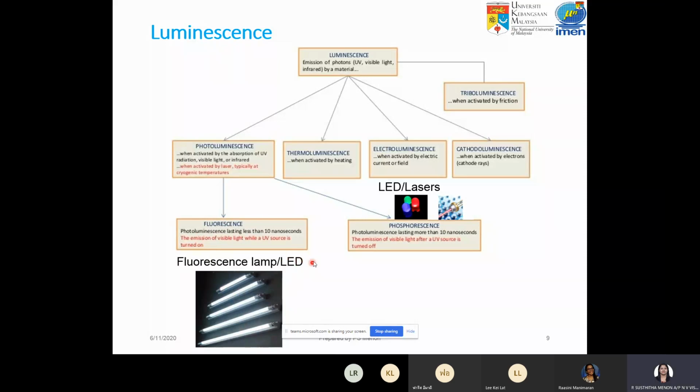It is also the basis in LED, but LED has another component, which is electroluminescence. There is also electric current in LED, so it has two effects, photoluminescence and electroluminescence. When light is formed because of heating, we call it thermoluminescence. Electroluminescence is when you apply electric current or field. And cathodoluminescence is when you activate light emission by electrons. This is the basis in cathode rays, or if you remember those days, the TV, called the cathode ray tube. So that is the basis of cathodoluminescence.